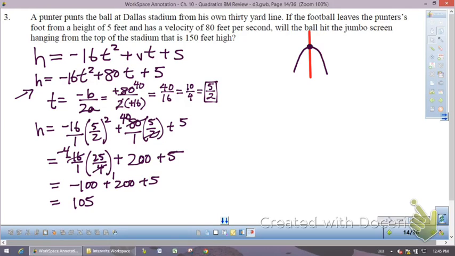So that's the maximum height. Is it going to hit the jumbo screen? No, because the jumbo screen's at 150 feet, right? So now we can say no, with confidence. Okay? All right, that's our video.